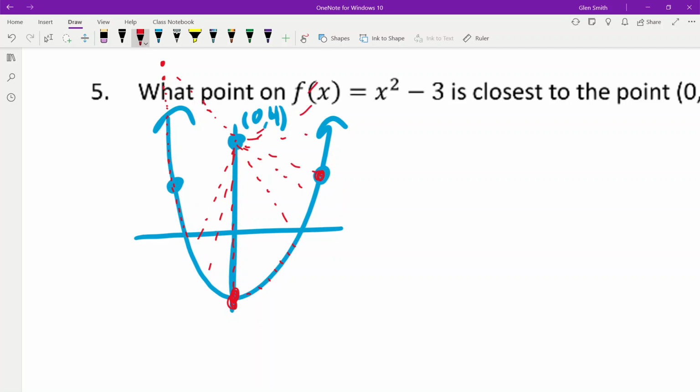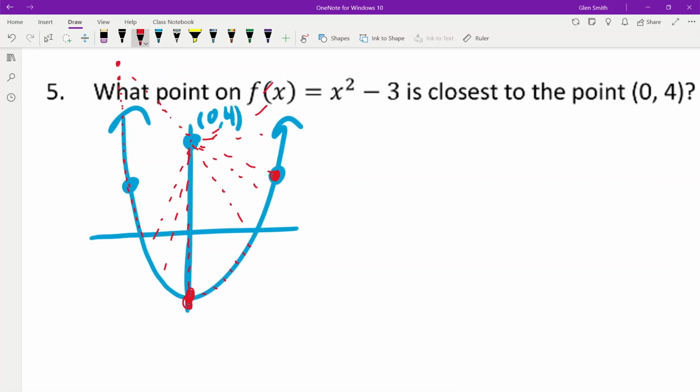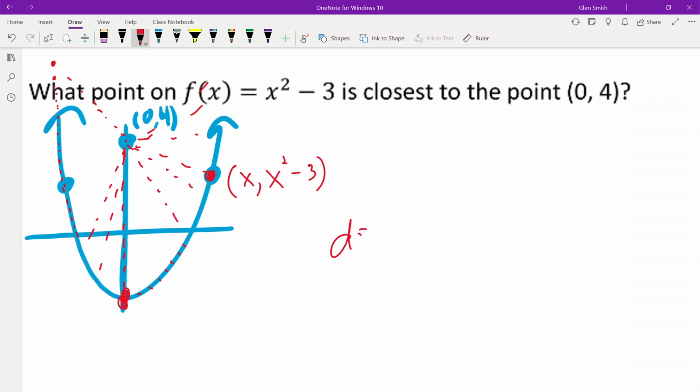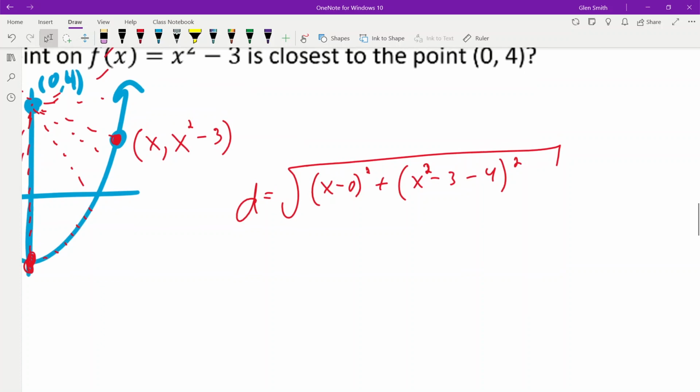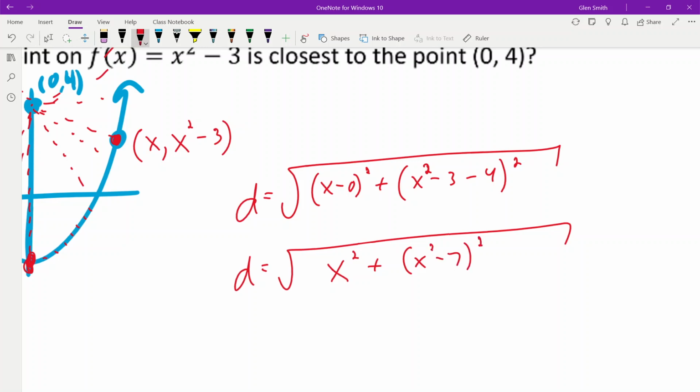That's what's happening. But either way, the distance between any point on this curve, which is x comma y, but y is x squared minus 3, and the point 0, 4, from the distance formula is the square root of x minus 0 squared plus x squared minus 3 minus 4, all squared. And you can just make that x squared minus 7 right away if you know what you're doing. Everybody okay with that? So, to write it again, that's x squared plus x squared minus 7 squared.